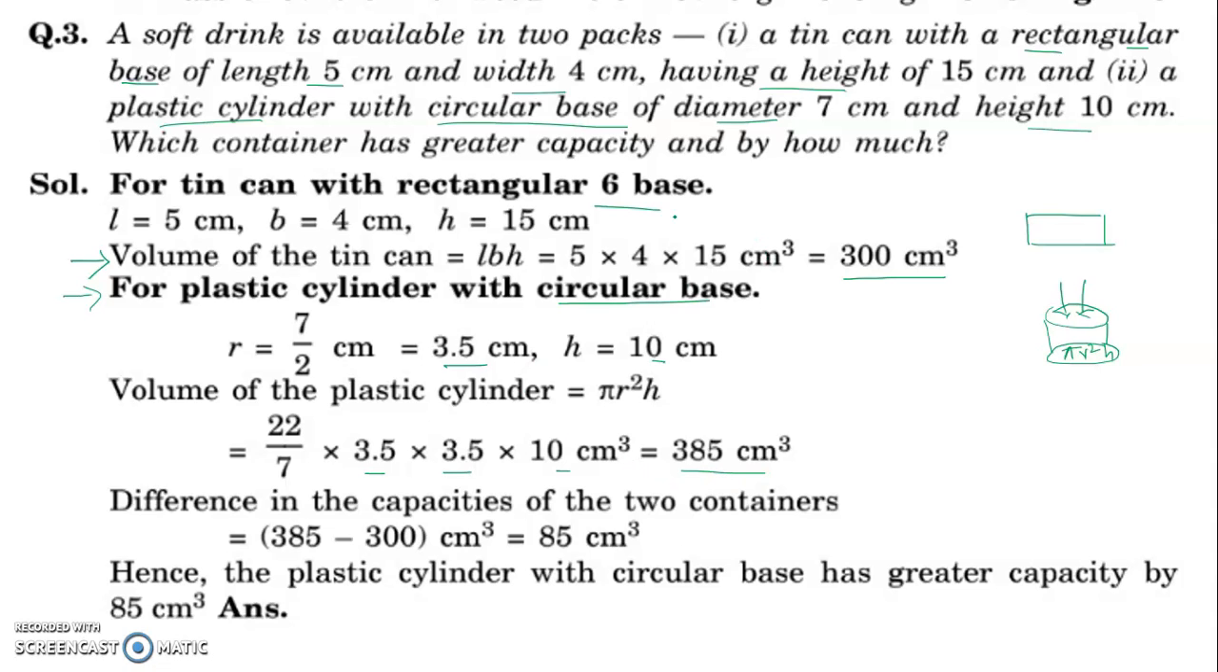Now, this was the volume. Now the third part is asking which container has greater capacity. So you can clearly see this is 300 centimeter cube and this is 385 centimeter cube. Which has greater capacity? Obviously 385 centimeter cube. And by how much? So subtract. Difference in the capacities of the two containers is 385 minus 300 centimeter cube, which is equal to 85 centimeter cube. Hence, the plastic cylinder with circular base has greater capacity, volume.